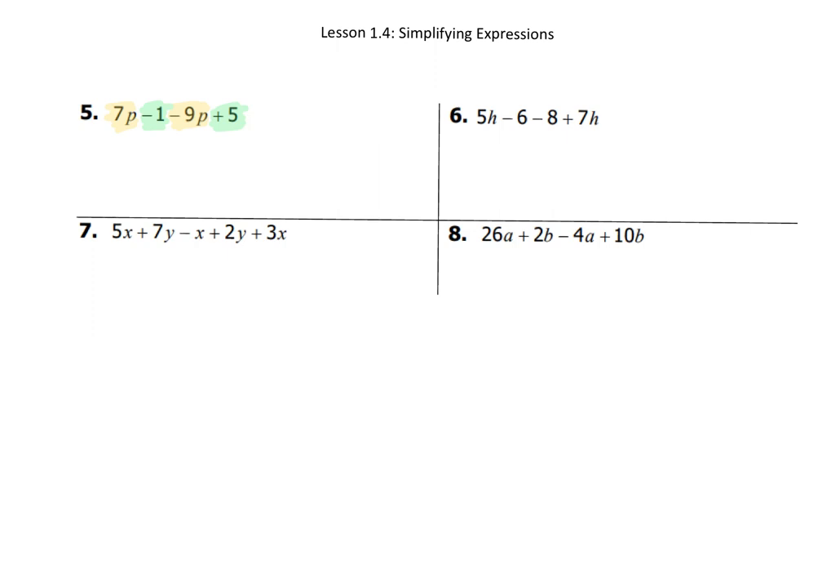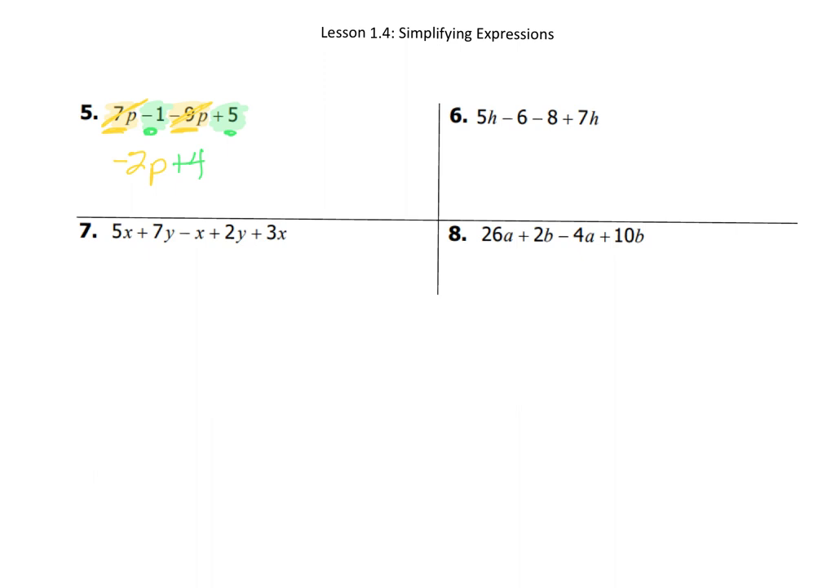So I'm going to put together my p's. If I have 7 p's and I take away 9 p's, I'm left with -2 p's. Okay, I've used up my p's. Now let's put together our constants. I'm putting together a -1 and a +5, and that makes a +4.